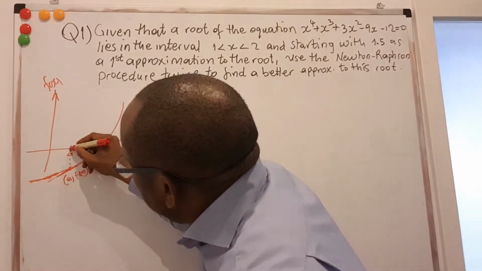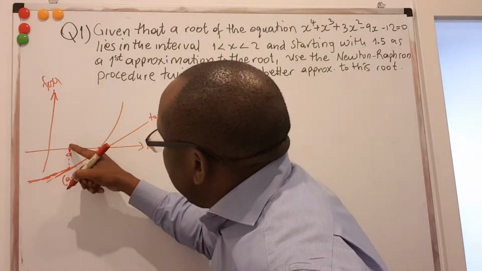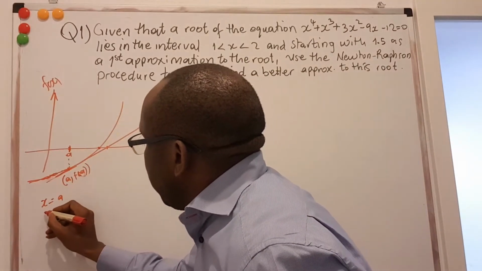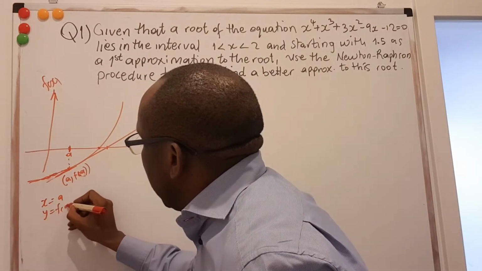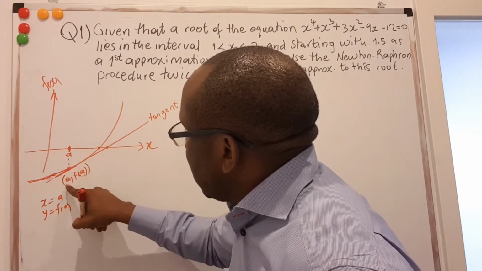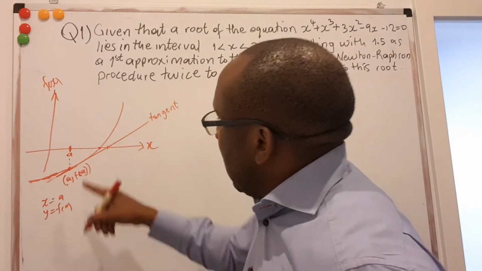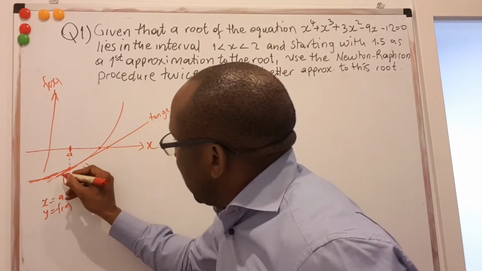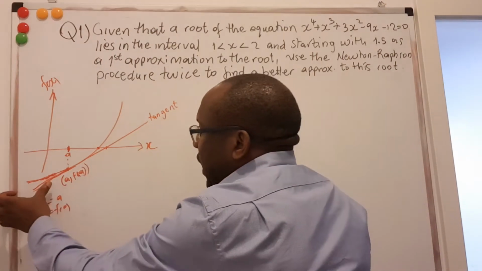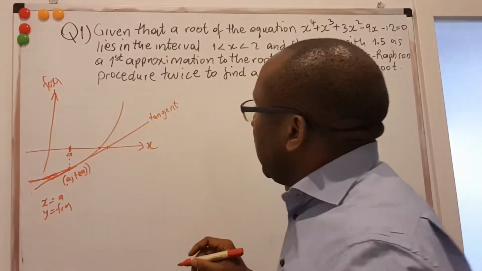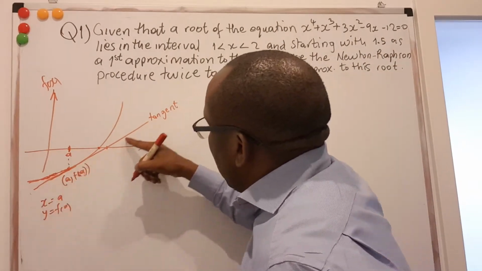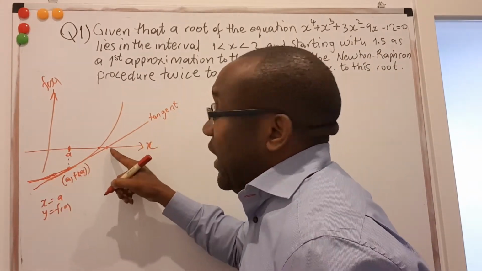I know that at the point A, if x is equal to A, then the value of y is f of A. So this point here has coordinates A, f of A. If I take a tangent there, meaning a line that just touches the curve at that point only, then I call it a tangent. But you see, that tangent I can make to cross the x-axis, so it's going to cut the x-axis somewhere.